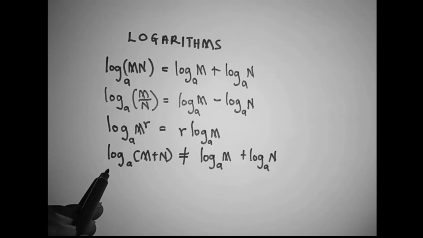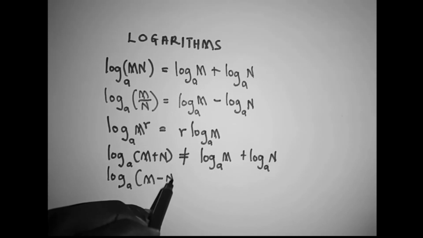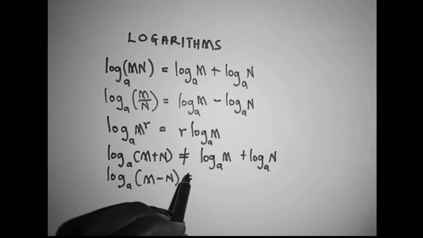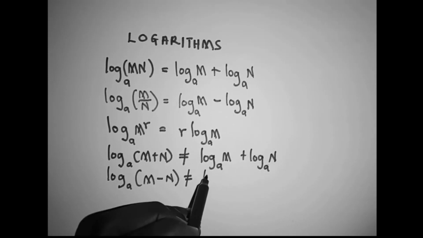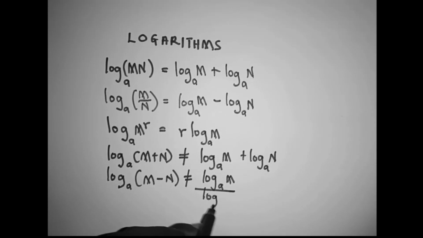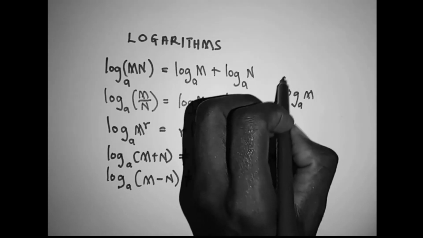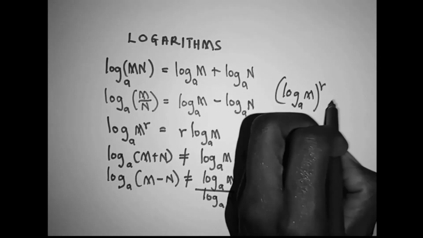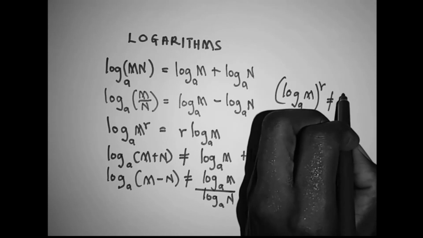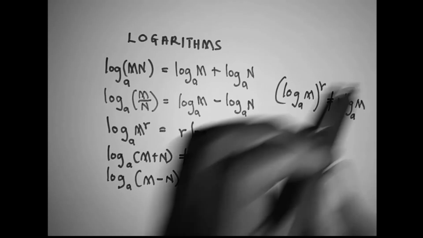Another one is log base a of m minus n. This is also not equal to log base a of m divided by log base a of n. Another common misconception is log base a of m all exponent r. This is also not equal to r log base a of m.